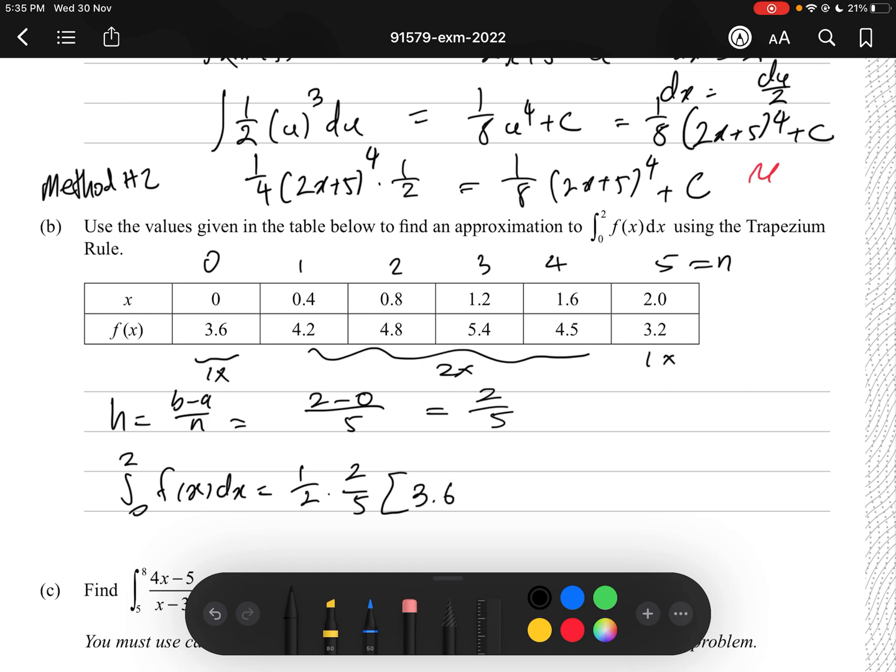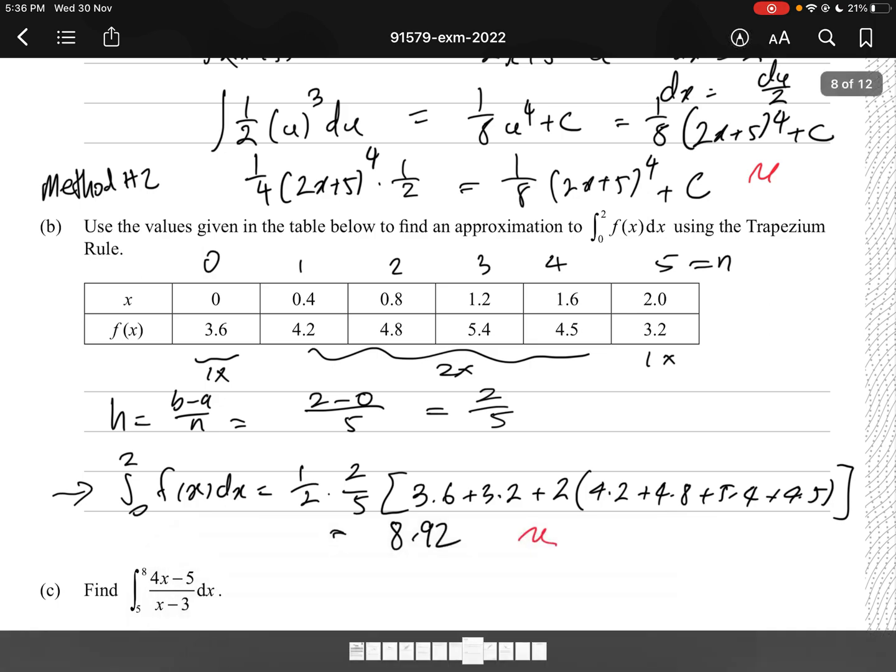multiplied by 3.6 plus 3.2 plus 2 times everything in the middle, which is 4.2 plus 4.8 plus 5.4 plus 4.5. And if you're wondering how I got to this step, you can double check the formula for the trapezium rule on the formula sheet. And in terms of this answer, if you simplify it, you should get 8.92. And that should be another achieved question there.